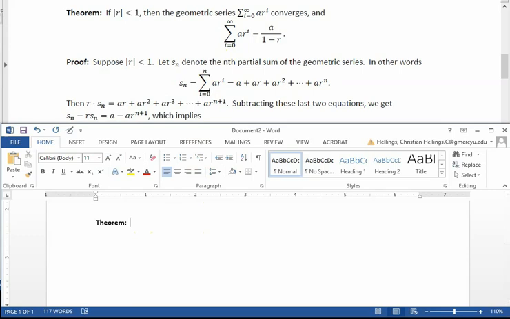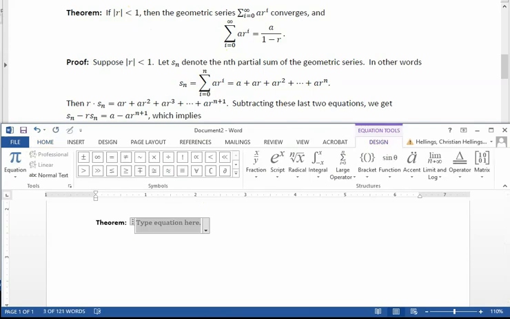Okay, so theorem if, and now what we need to type is absolute value of r less than 1. Alt equals puts us into the equation editor. For an absolute value line, on most keyboards it's the backslash key. It's shift backslash. There's a vertical line character there. Okay, and then R, and then a second vertical line character.